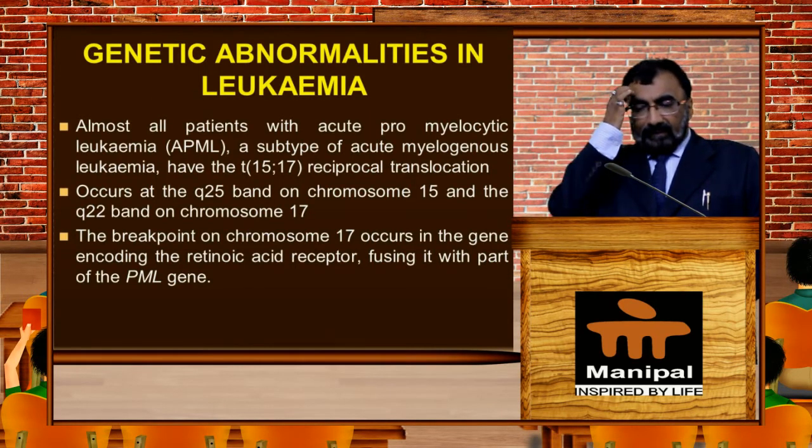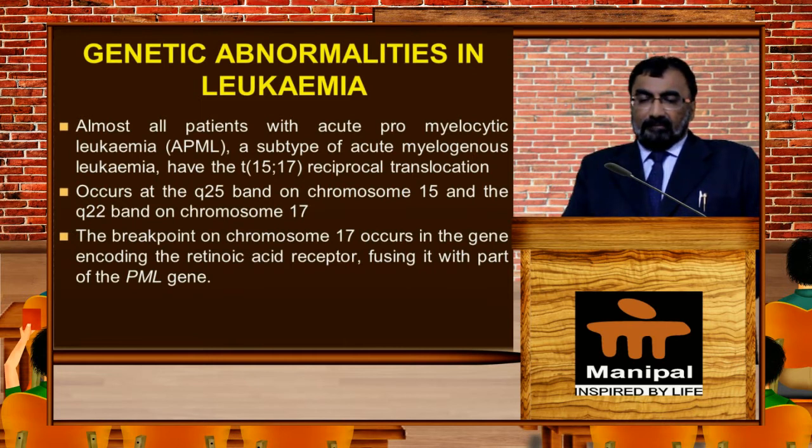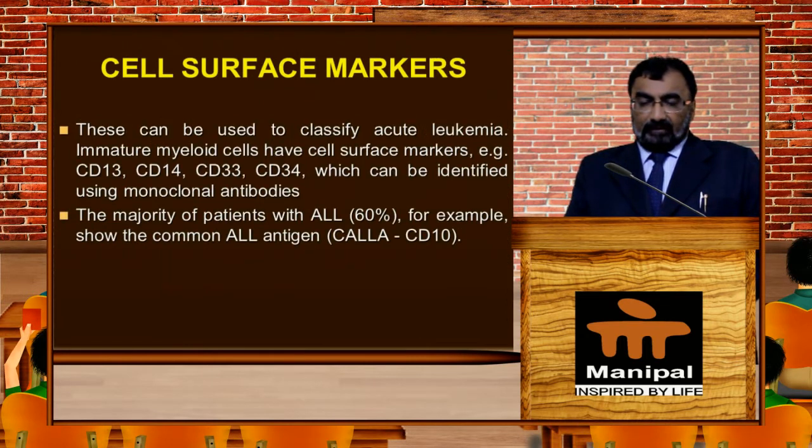Go further to the genetic abnormalities in leukemias. Almost all patients with acute promyelocytic leukemia, a subtype of acute myelogenous leukemia, have the reciprocal translocation between chromosome 15 and 17. It occurs at the q25 band of chromosome 15 and q22 band of chromosome 17. The breakpoint on chromosome 17 occurs in the gene encoding the retinoic acid receptor, fusing it with part of the promyelocytic leukemia gene.